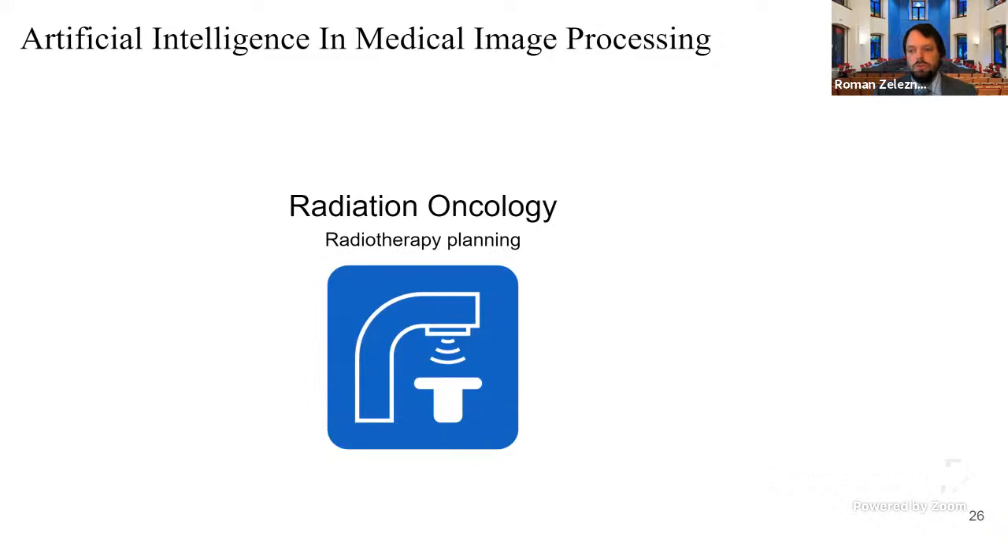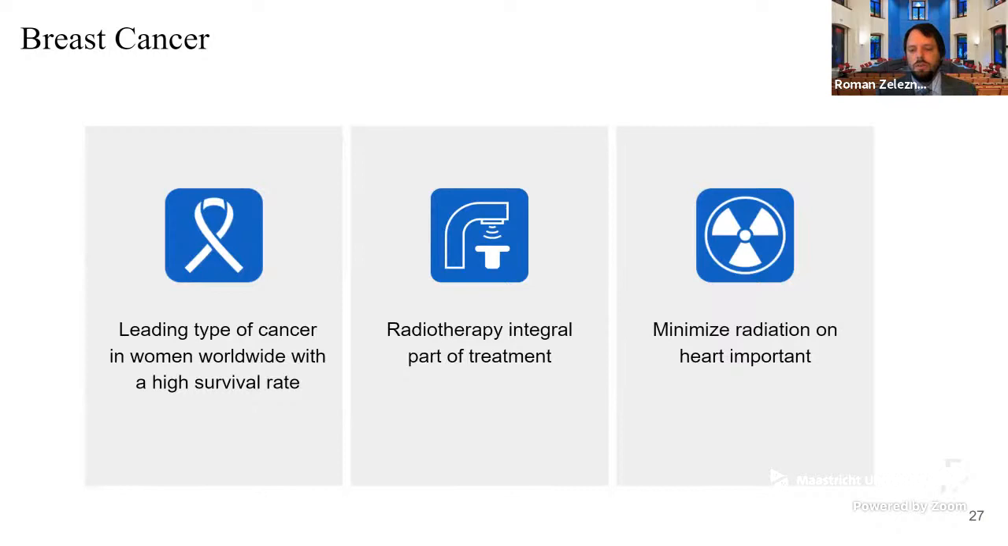I also want to present a second project, which is from a different department, the Radiation Oncology and Radiotherapy Planning Department, but it's still a cardiac-related project. So in this study, we were looking at breast cancer patients, and breast cancer is the leading type of cancer in women worldwide, accounting for 25% of all cases. The survival rate is generally high, mostly due to early detection and treatment, which includes surgery, chemotherapy, and radiation therapy. When applying radiation therapy, it is of great importance to keep radiation of adjacent organs like the heart low, to not harm the generally favorable outcomes of these patients.